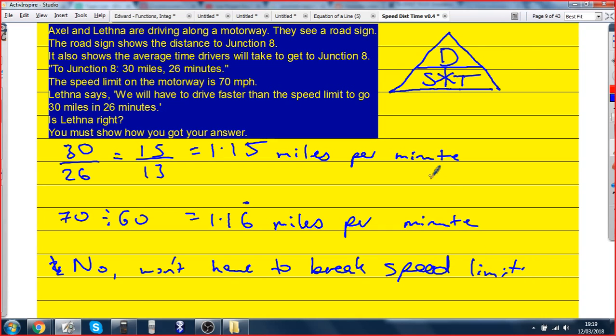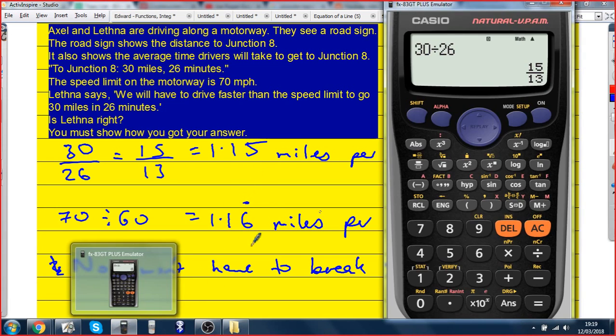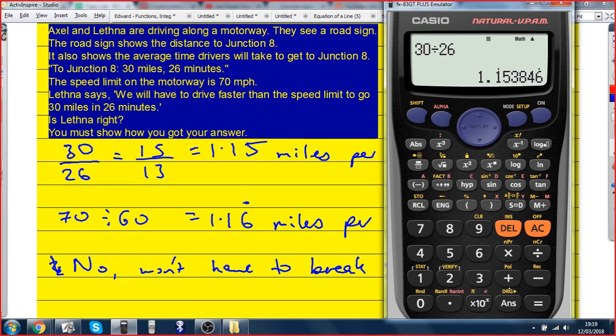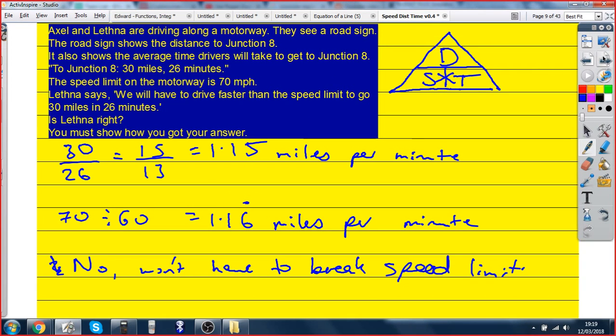And maybe a way to understand it better is, instead of dividing the 70 by 60, you could times the other one by 60. So this 1.15 thing, if you do that times 60, you get basically 69 miles per hour. So you go from minutes to hours, so 69 miles per hour, and that's less than the 70 miles per hour. But your way was just as valid. Any questions there?